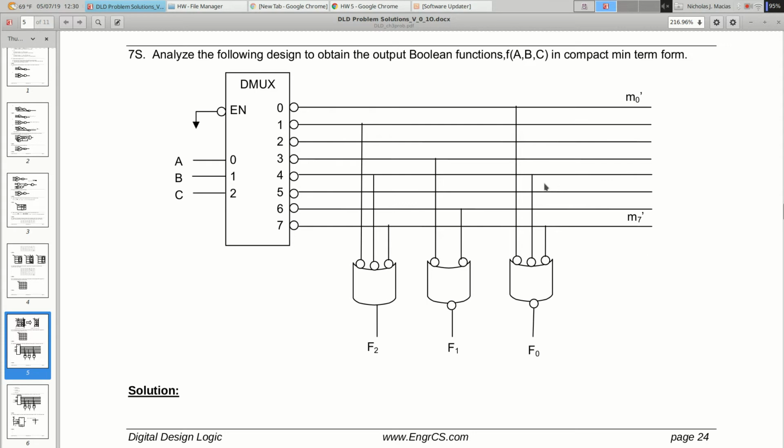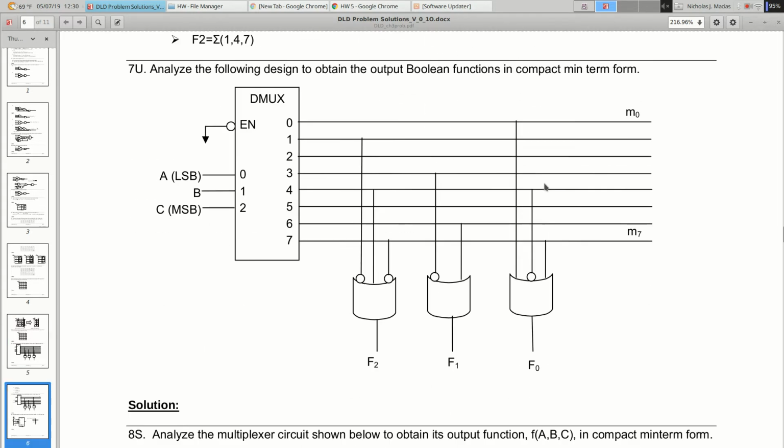All right, I'm going to talk about question 7, even though no one's asking about it, because question 7 is confusing. Again, you're trying to find compact min-term form. One approach to this is write a truth table. So you have a circuit with 3 inputs, A, B, C, and let's just look at F2. Let's just think about one output, right? So 3 inputs, 1 output, F2.